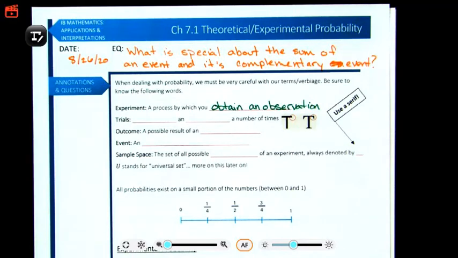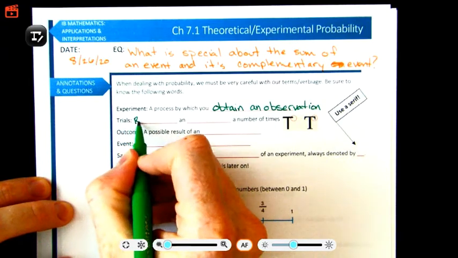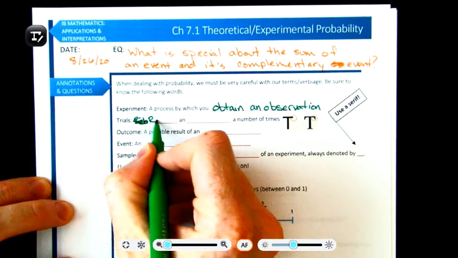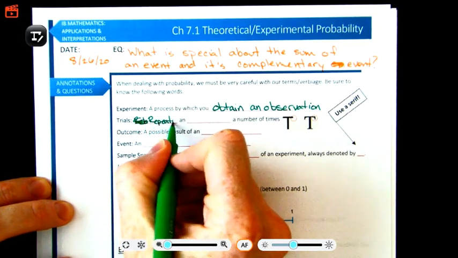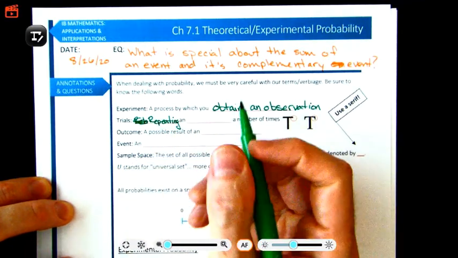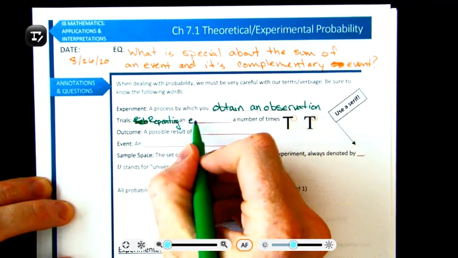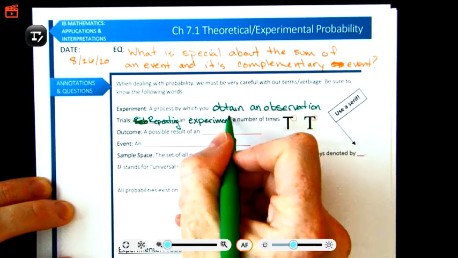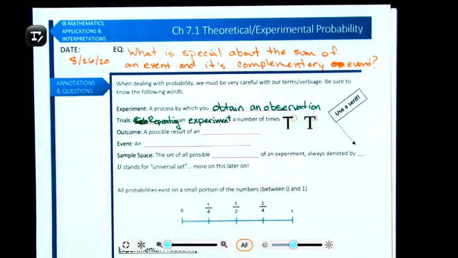Trials are very closely related to experiment. A trial is when you repeat the experiment over and over and over again. So trials are repeating an experiment a number of times. All right. A lot of times you decide how many times you want to do the experiment. Like if you want to do 50 trials or 100 trials or whatever it is.